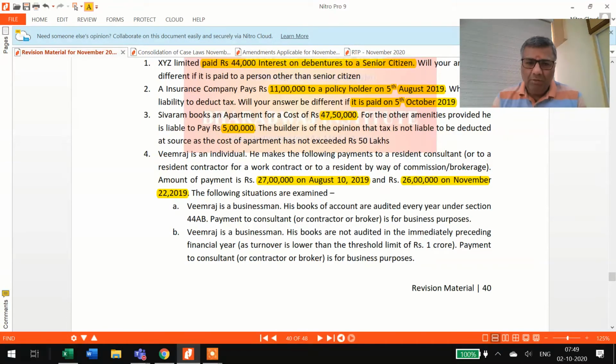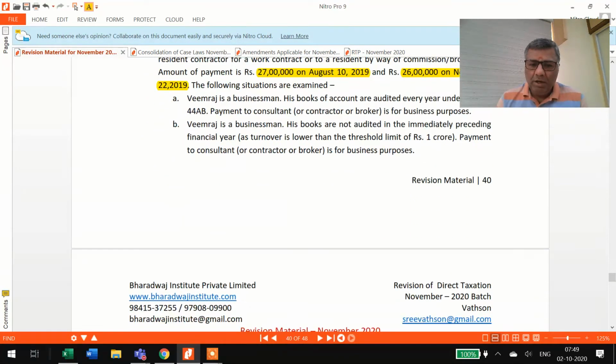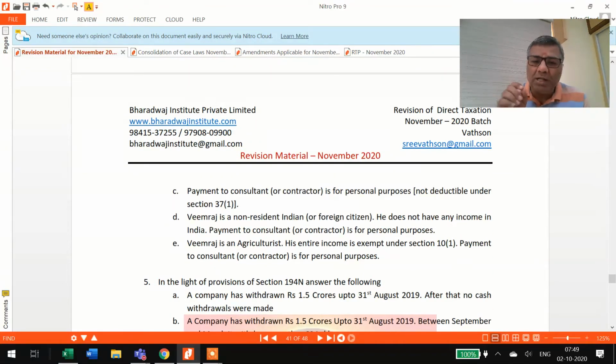Two, Bhimraj is a businessman. His books are not audited in the immediately preceding financial year. Payment to consultant is for business purposes. Three, payment to consultant or contractor is for personal purposes, so it is not deductible under 37(1).